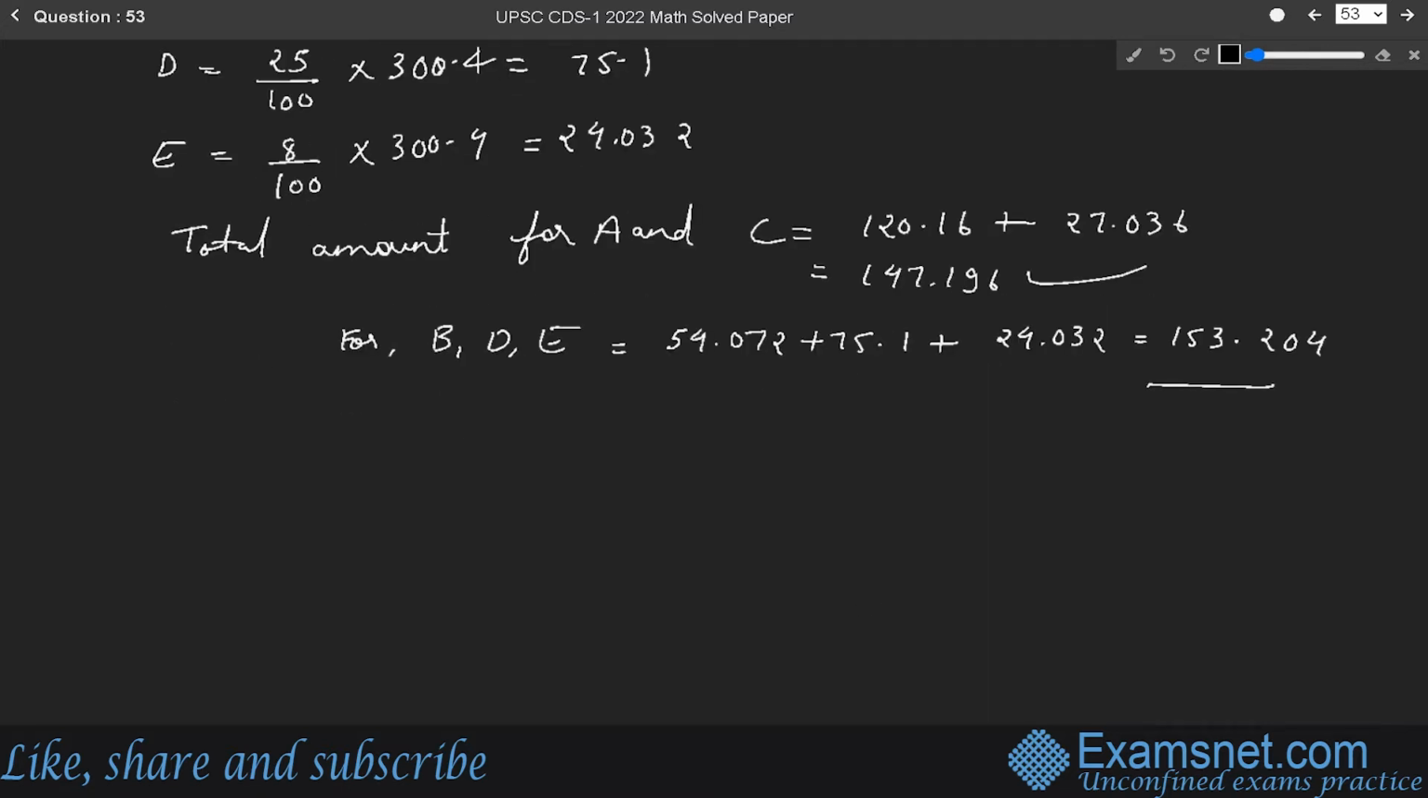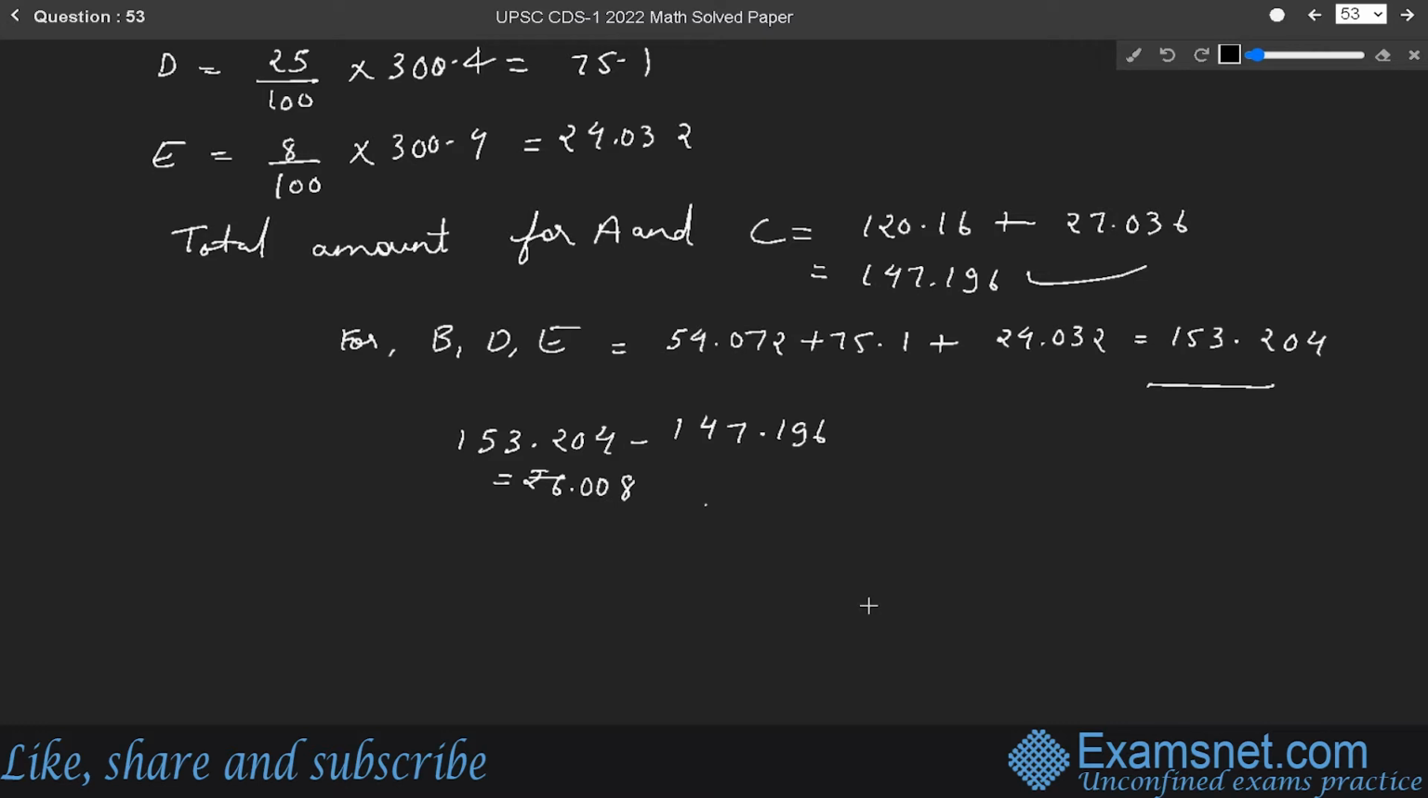So the difference will be 153.204 minus 147.196. It is equal to 6.008, or we can say rupees 6.008. It is the subtraction of the total amount of A and C from the total amount of B, D and E.